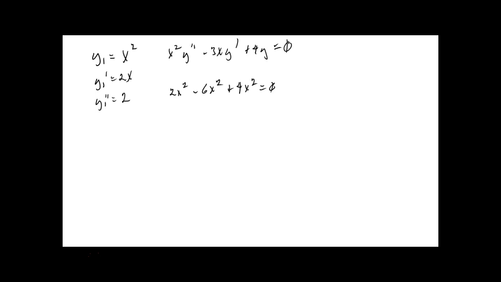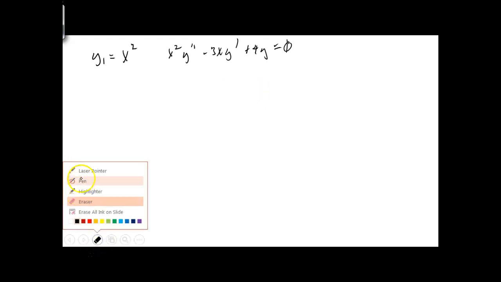And 2 times x squared, that's where that came from, minus 3x times 2x is minus 6x squared, and plus 4y, y is x squared, that's plus 4x squared. Yep, that's equal to 0. Okay. So we see that is a solution. Okay. So I'm going to erase this. We verified that is a solution to that differential equation. All right. Done.